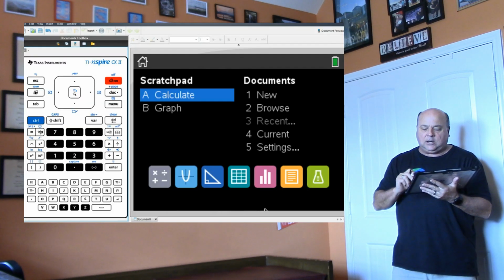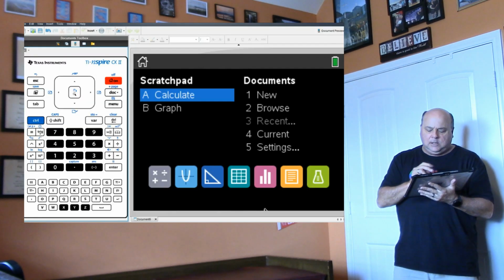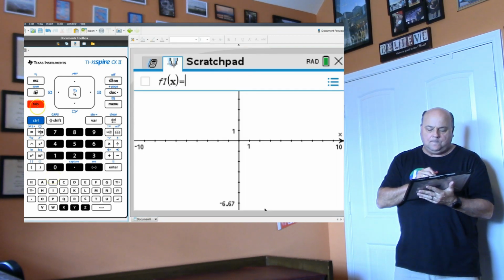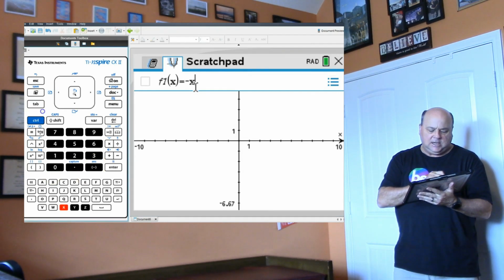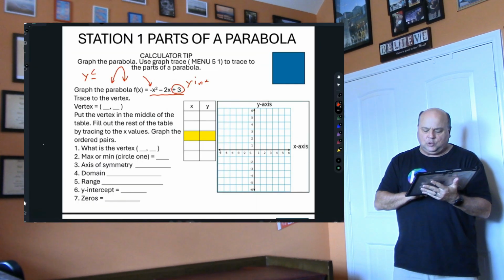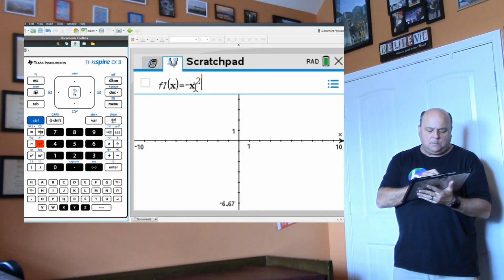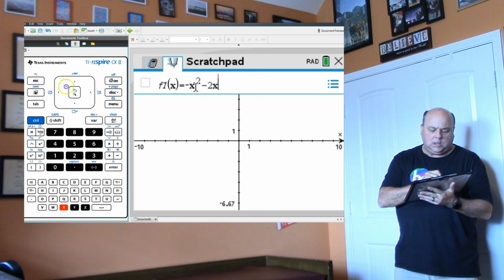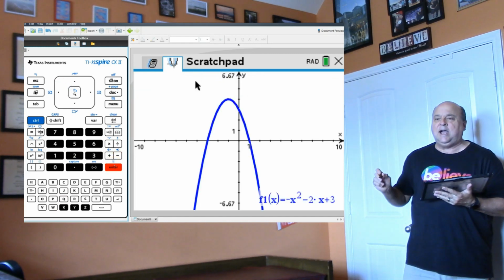So let's go to our calculator and we're going to graph. Let's go to graph, and it's negative x squared, and then I believe it's minus 2x plus 3. So minus 2x plus 3. Okay, so I have my parabola.